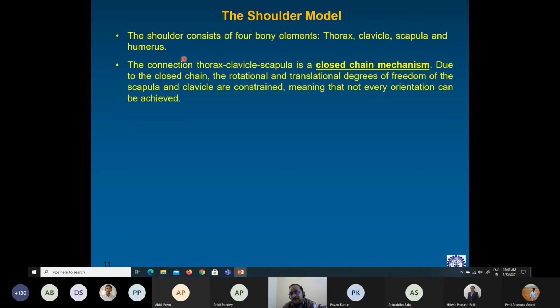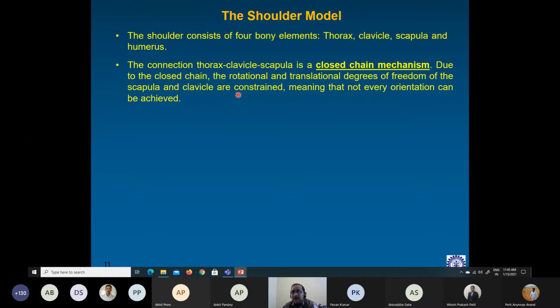The connection of the thorax, clavicle, scapula, and we can also add with a hyphen thorax again, is a closed chain mechanism. So due to this closed chain, the rotational and translational degrees of freedom of the scapula and clavicle are constrained.